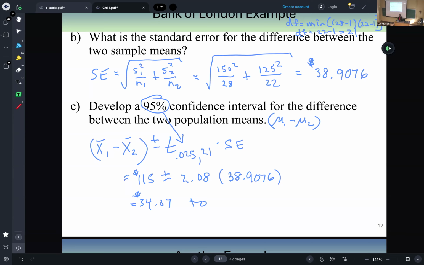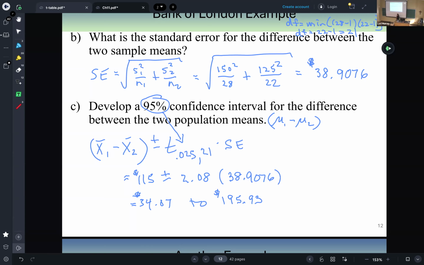And this is the final step. It's not an intermediate step. It's a final step. 115 plus 2.08 times 38.9076, 195. Yes, what I get is 195.93 from there.